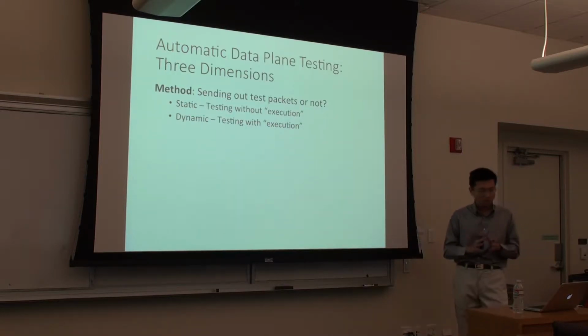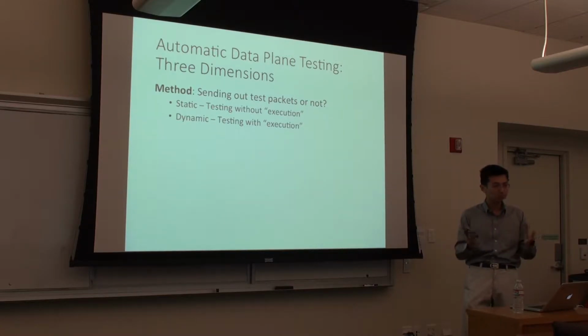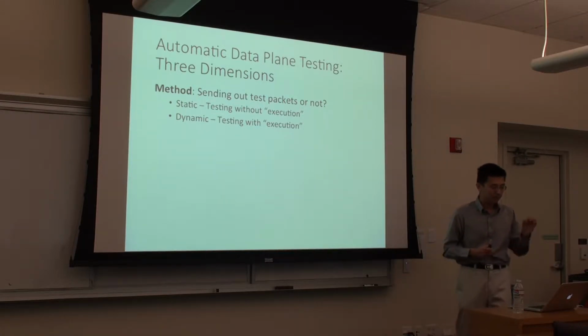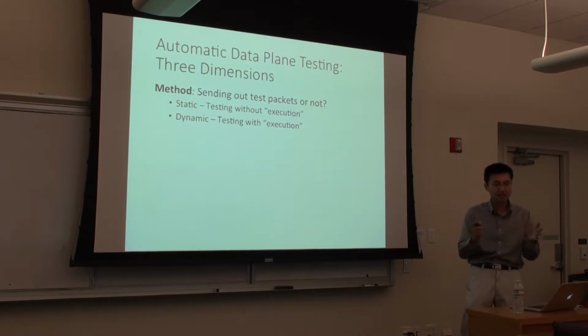So in this talk, I will explore 3 dimensions of automated data plane testing. The first dimension is called method. I've briefly described what method is previously. It basically means whether we send out test packets or not. If a tester does not send out test packets, it's a static tester. It's testing without execution.